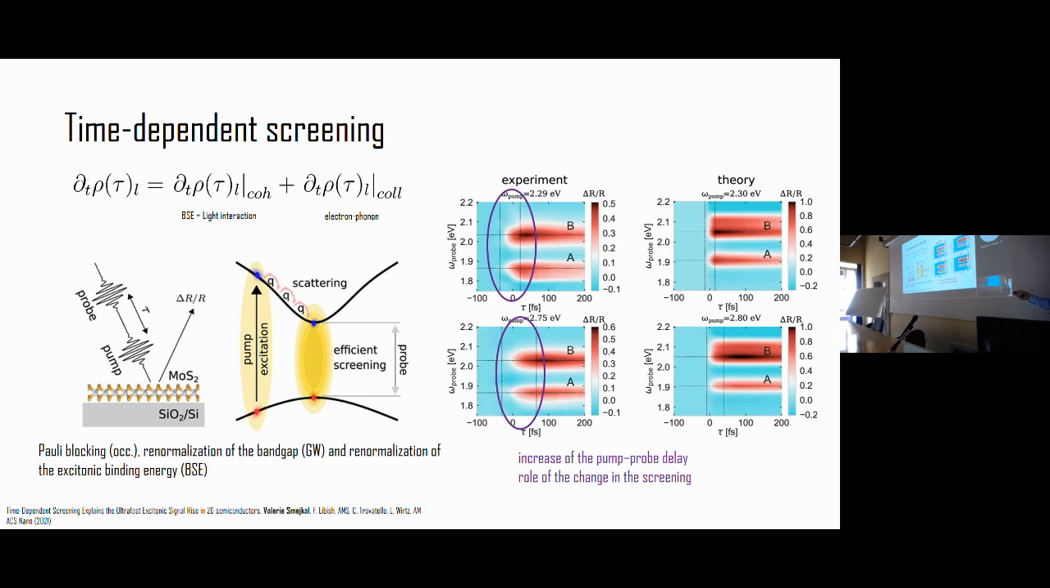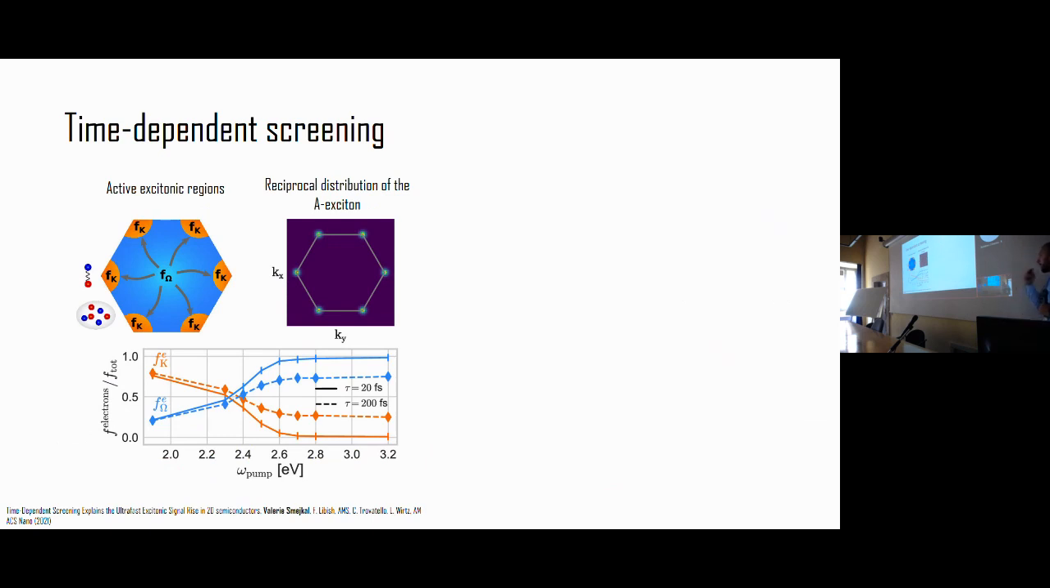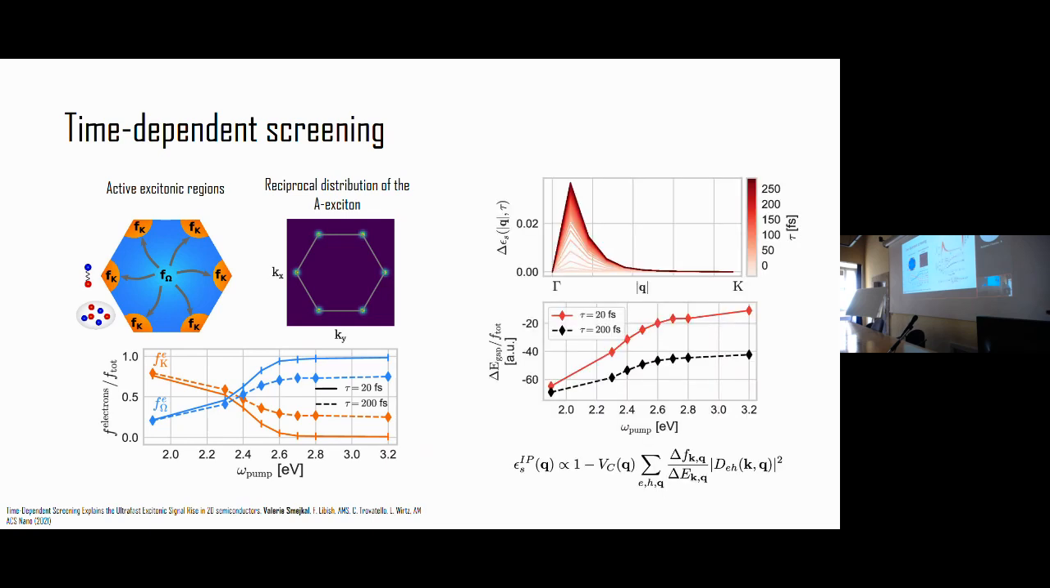So basically you have a delay. Let's say the time-dependent response changes with the pump energy, and you can assign this to the fact that you are populating different regions of the Brillouin zone. So this we see in the experiment and in the simulation: when you change the pump frequency, you are changing the areas of the Brillouin zone that you are populating. And this, of course, changes the dielectric screening and changes the optical response. Here you can see how the screening depends on time, and how different it is for each pump energy.